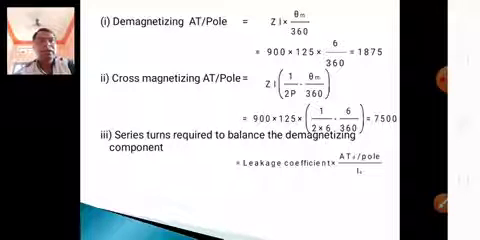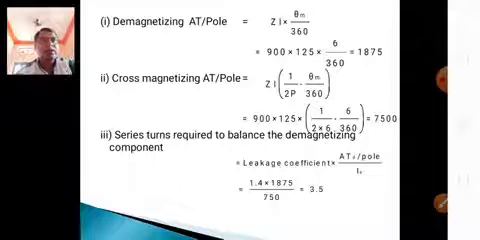So series turns required to balance the demagnetizing component means the leakage coefficient into ampere turns per pole divided by ISE. In series, the current will be the same. So 1.4 into 1875 by 750, that is equal to 3.5. So approximately 4 turns are required to neutralize the demagnetizing effect.